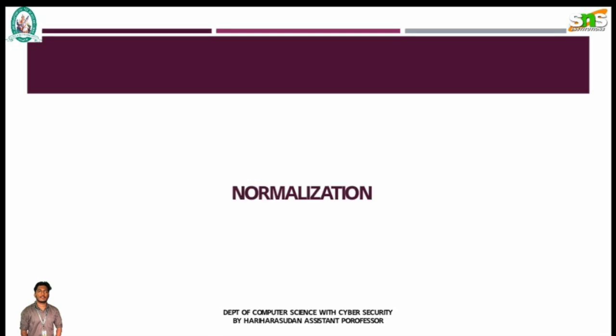We go with normalization. Normalization is a process of organizing the tables in a database in such a way that helps in minimal data redundancy, and avoids insertion, deletion, and update anomalies. There are mainly 4 types of normalization.